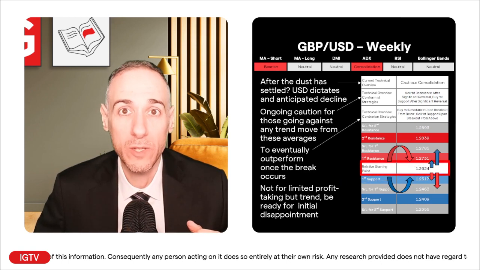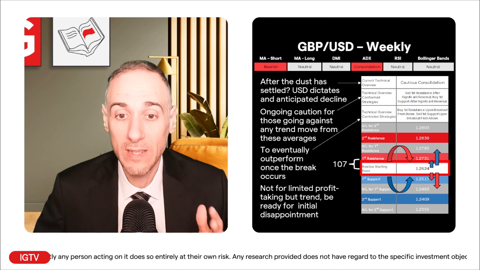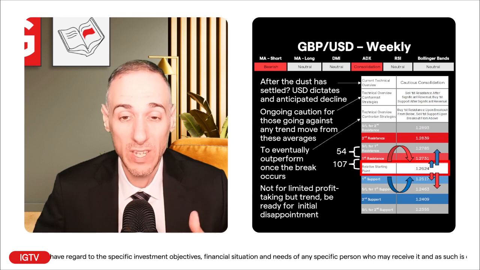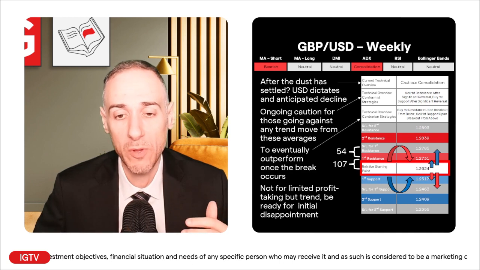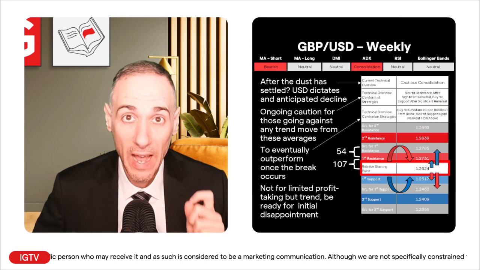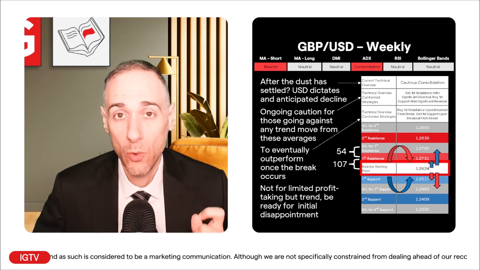What about when it comes to RSP to first levels on the weekly time frame? 107 ticks, whereas when it comes to the first resistance to the SL, SL stands for stop loss, by the way, or the first support to stop loss, you're looking at 54 points. Again, at your discretion, obviously within your risk reward ratio.